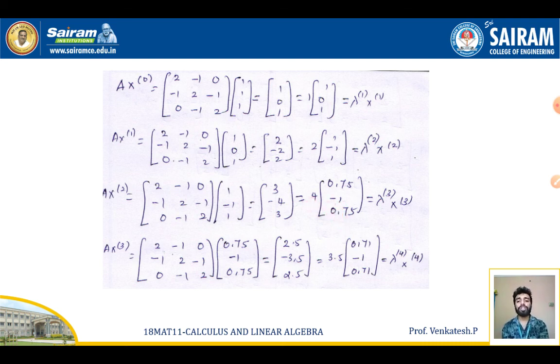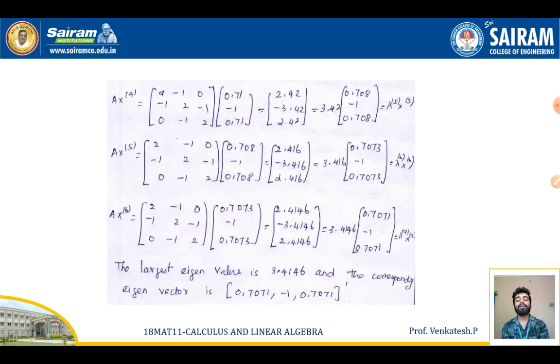This is the fourth iteration, Ax3, multiplying the A matrix with the column matrix x3, that is A into 0.75 -1 0.75. After multiplying rows with columns, I'll be getting 2.5 -3.5 2.5. Here 3.5 is the numerically largest value, so I'll be taking 3.5 as a common factor. I'll be getting 0.71 -1 0.71. I'll be calling this one lambda 4 as well as x4.